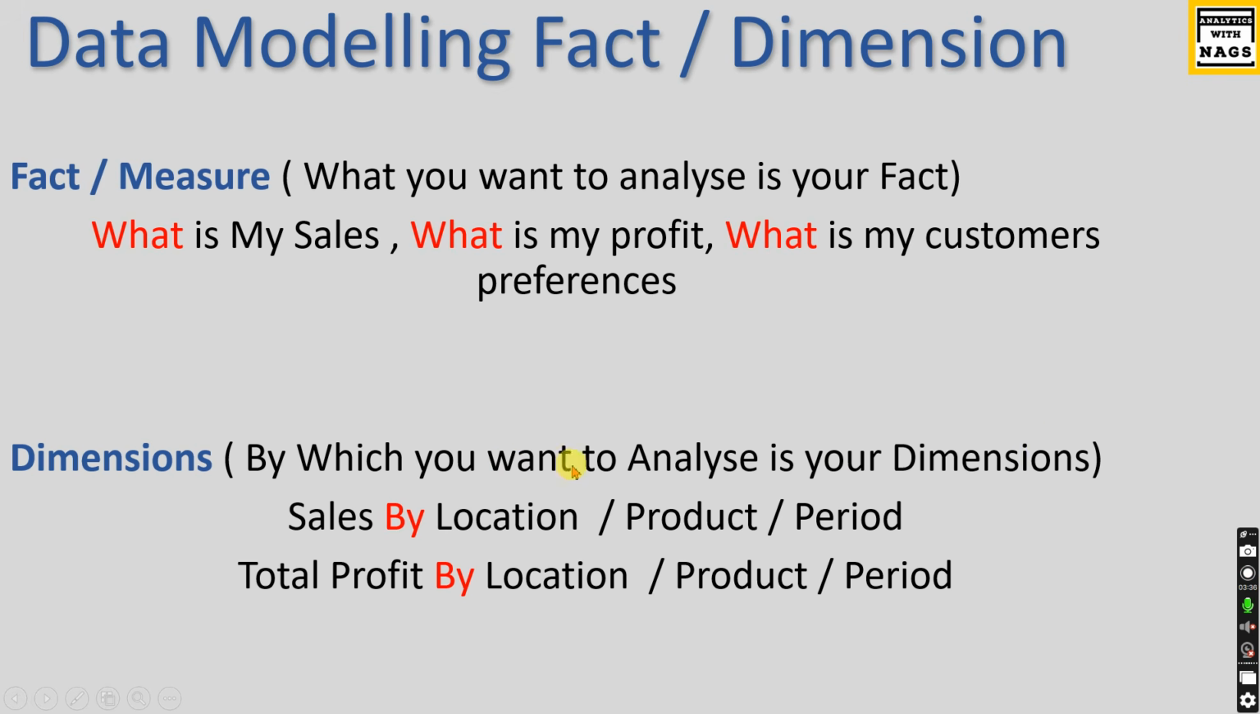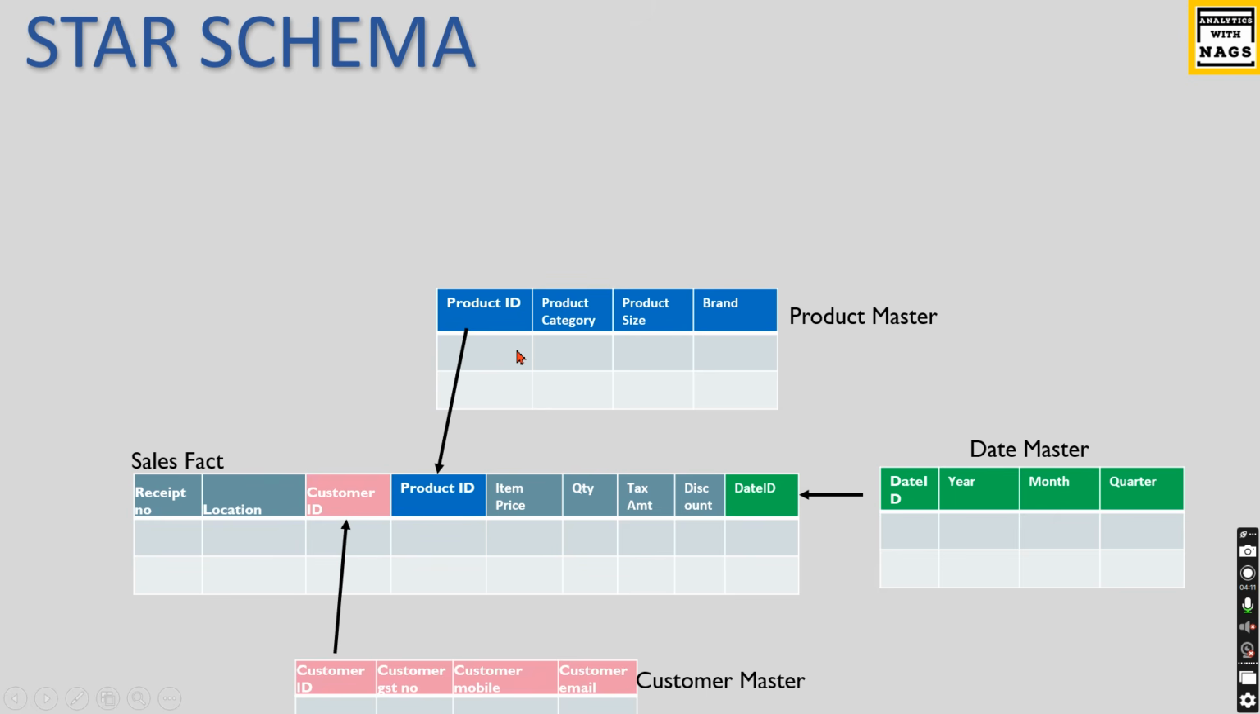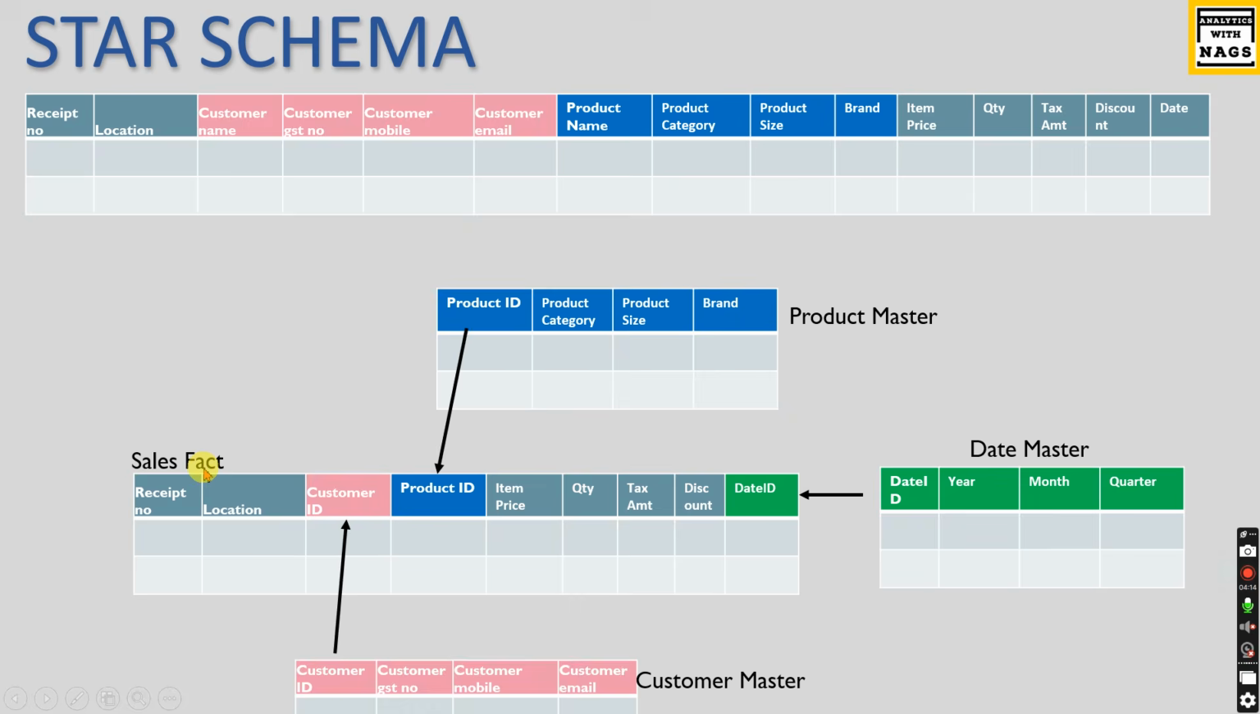Dimensions are the perspectives by which you want to analyze. I want to analyze my sales by location, by product, by date. So total profit by location, product, and period. So I want to analyze my measures that I've defined using different perspectives. This is what your dimension is. These two terminologies, fact and dimensions, are very important in data analytics. Facts are interchangeably called measures as well. With this note, let's go on to see the star schema.